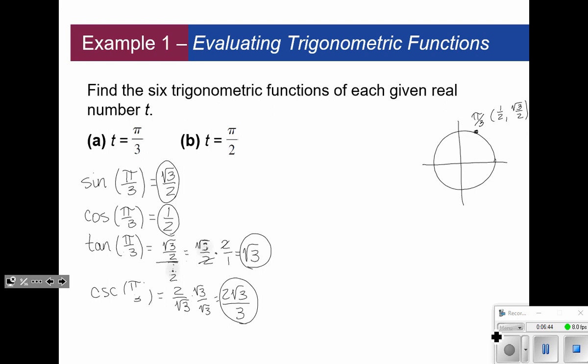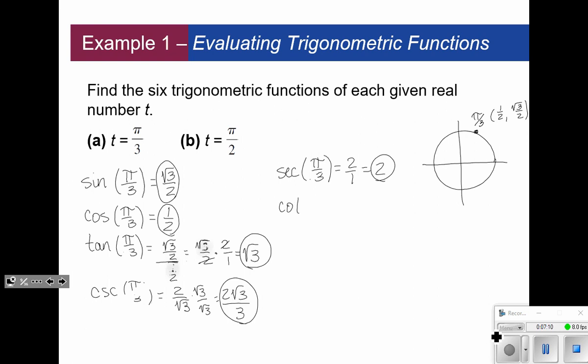What's the next one? Secant. So secant of pi over 3. They're here on the chart, but I'm showing you why. Secant is the reciprocal of cosine, right? So what is cosine? Cosine's 1/2, so secant would be 2 over 1, or just 2.